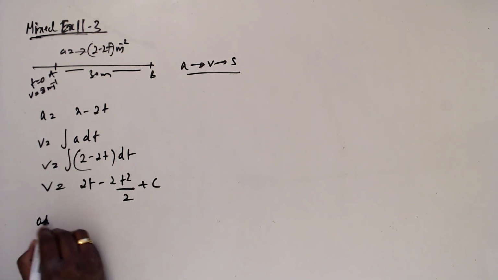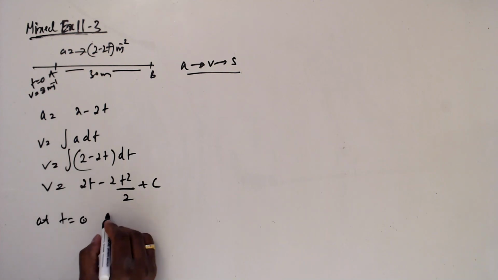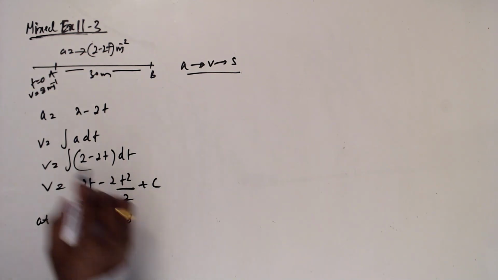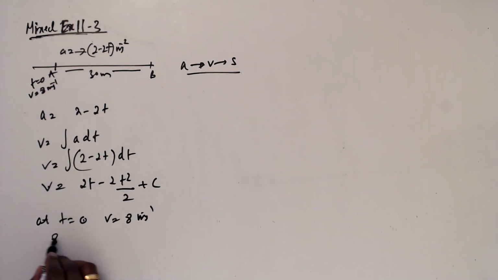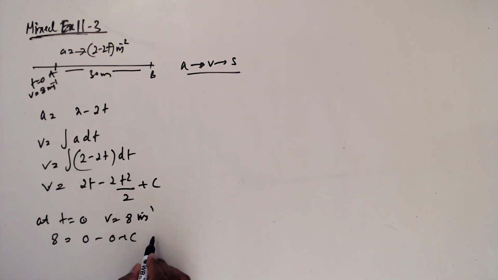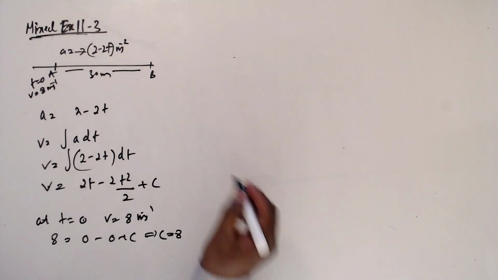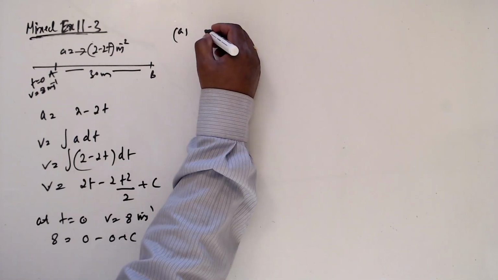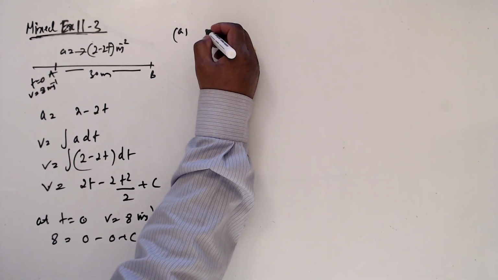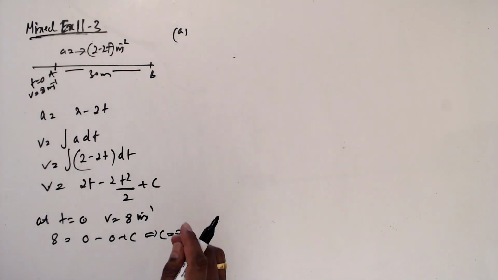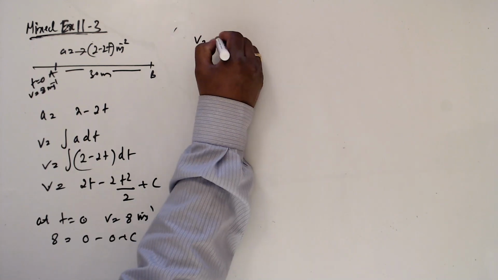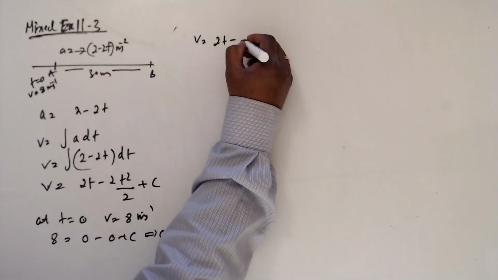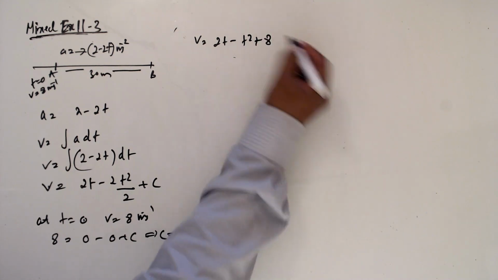And at t equals 0, v equals 8. So we'll substitute the details. 8 equals 0 minus 0 plus c. So this will prove c equals 8. Now that is the velocity. The velocity is 2t minus t square plus 8.